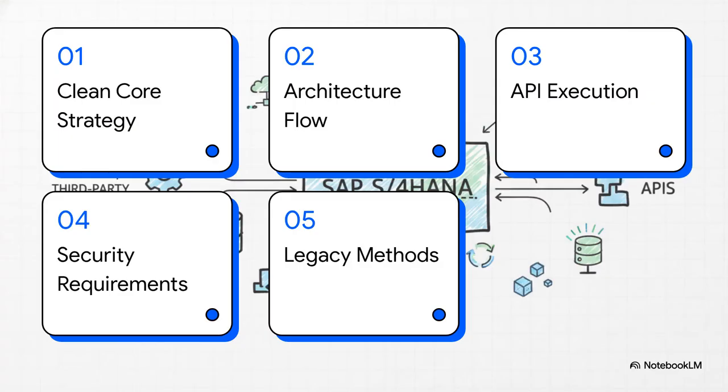Okay, let's dive into this syllabus. Step by step, we're going to cover: 1. The clean core strategy, 2. The architecture flow, 3. The exact API and payload execution instructions, 4. Security requirements, and finally, 5. The legacy methods you absolutely need to avoid.